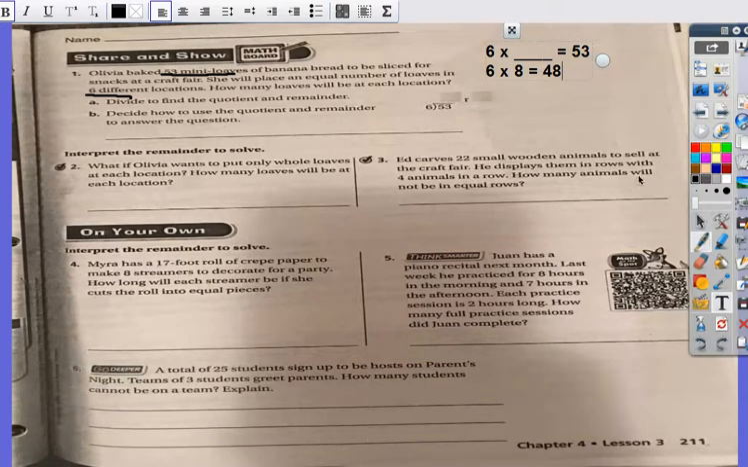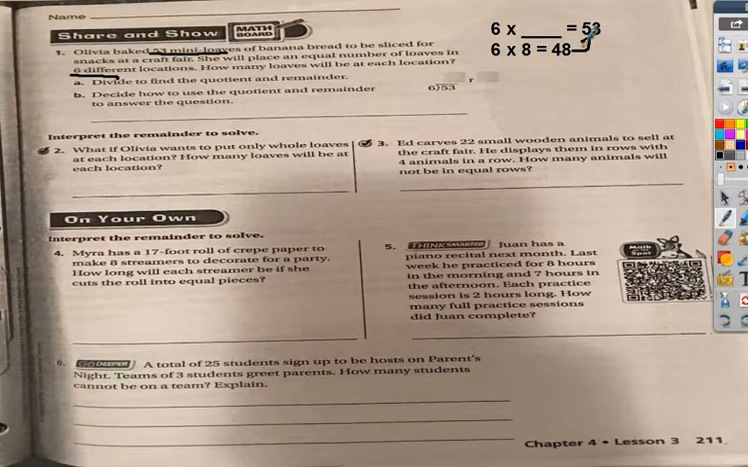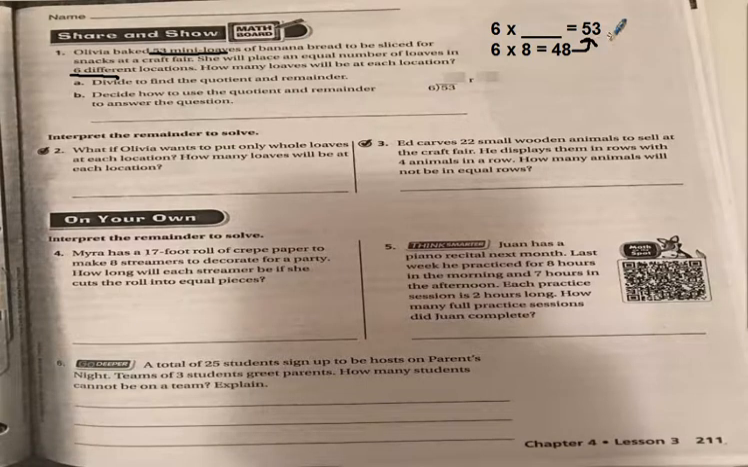So the difference between 48 and 53 is 5. There's a difference of 5 there. So my answer is going to be 6 times 8 is 48, but the difference between 53 and 48 gives me a remainder left over of 5. Okay, so divide, the quotient with remainder, did that. Decide how to use the quotient and remainder to answer the question. This says, how many loaves will be at each location? There will be for sure 8 loaves, but then we have to deal with this remainder.